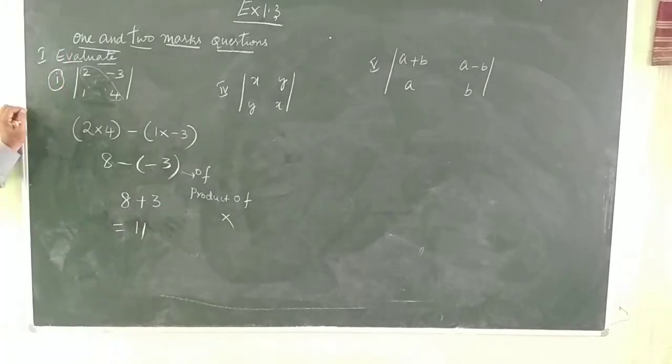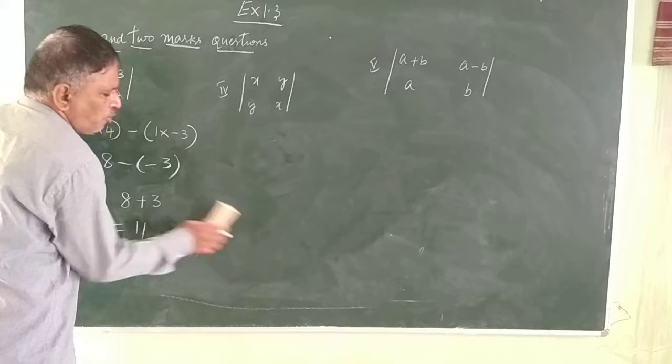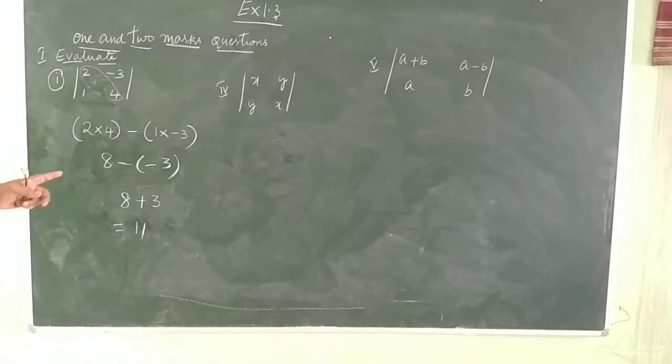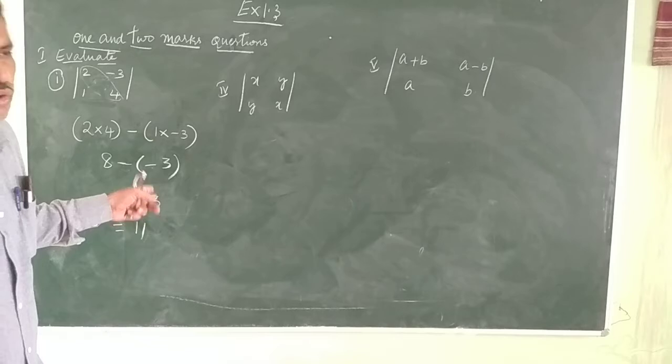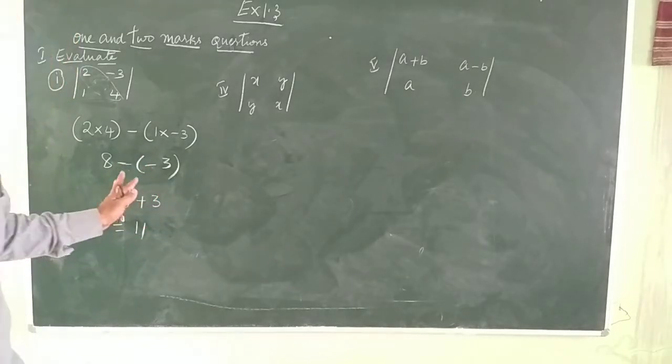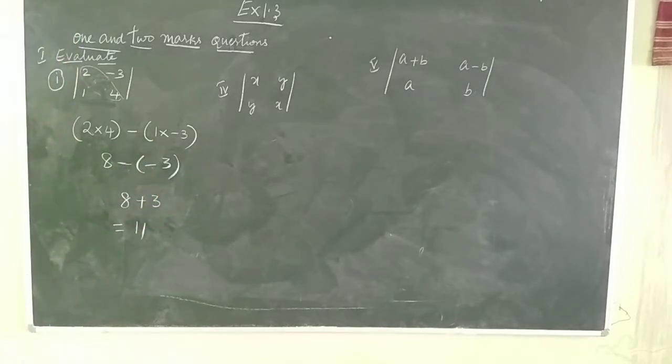Yes. Now we'll go for the next problem. That's all. This is the answer. This is very important. Even in third order determinants we require this. In order to solve the problems of Cramer's rule, we need this. So this is very important. Yes. Now this one.